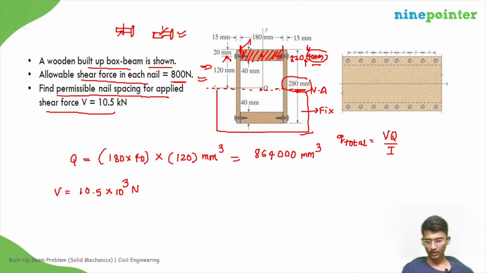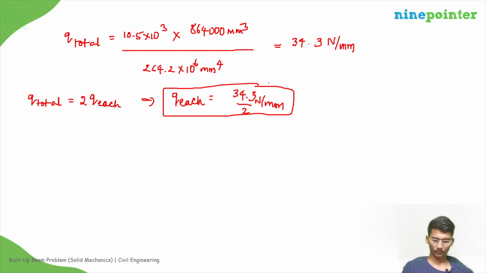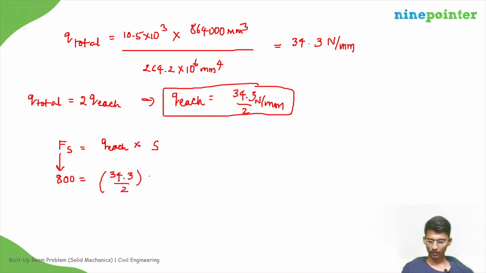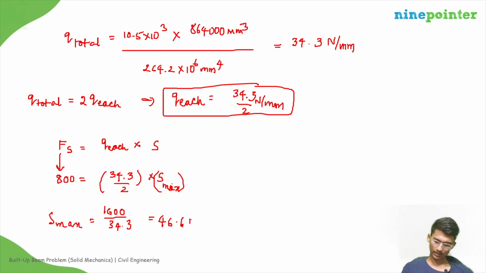So we got q each. For each bolt, if they are placed at equal spacing, the shear strength of the bolt should be equal to q each into S. The maximum shear strength it can sustain is 800. So 800 equals 34.3 divided by 2, into S. So this will be the maximum spacing that we can provide; we cannot provide more than that. So S max will be 1600 divided by 34.3. So we get 46.6 mm.